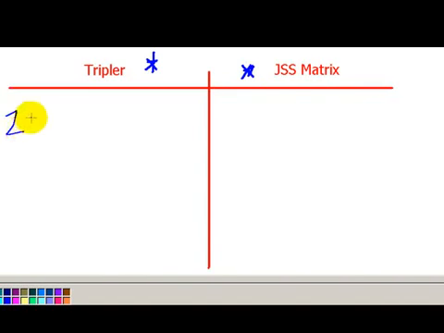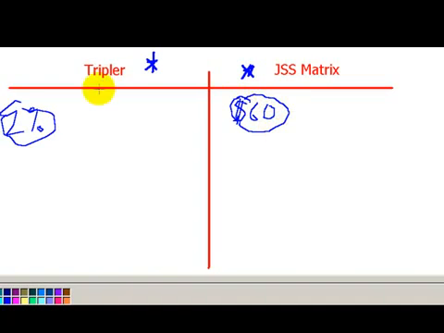So on this side we have the 2% earnings that we are generating, and on this side every time a matrix basically cycles, you know that we get $60 out of it. That's what we make on this side. 2% obviously on this side, guys, and obviously $60 on this side. Now, this is how it works.